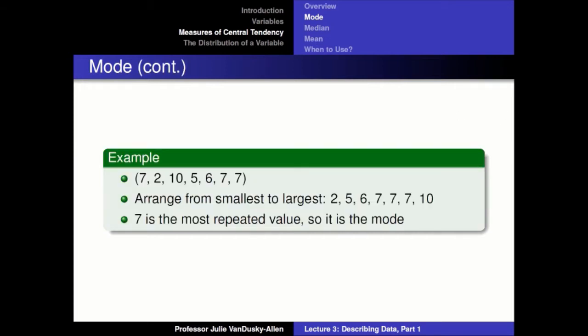As a simple example, imagine we had a variable that took on the following values: 7, 2, 10, 5, 6, 7, 7. To find the mode, I would arrange the values from the smallest to largest: 2, 5, 6, 7, 7, 7, 10. Then I would find the most repeated value. The most repeated value is 7. It is repeated 3 times, and no other numbers repeat more than 3 times. So 7 is the mode.